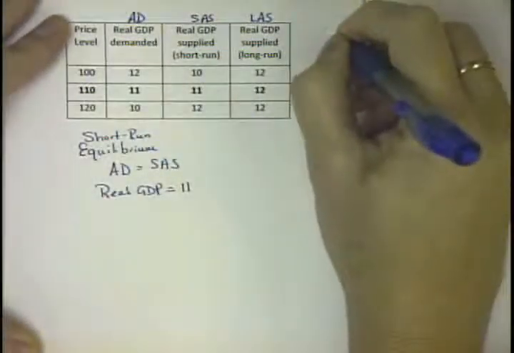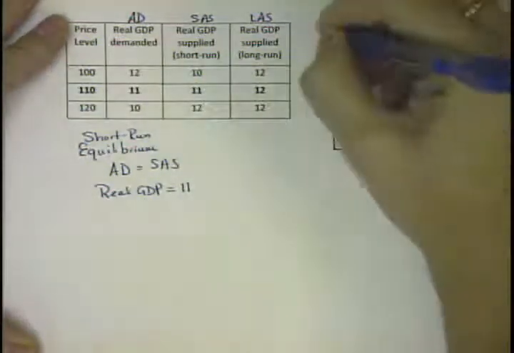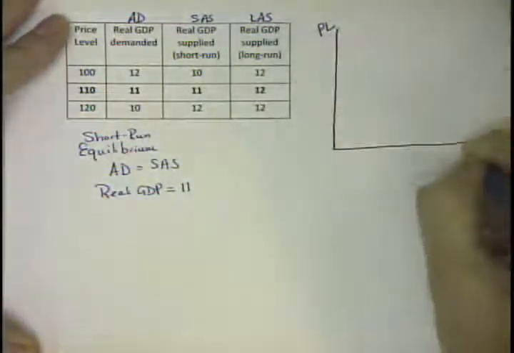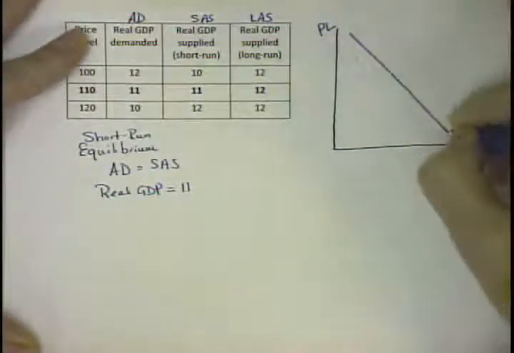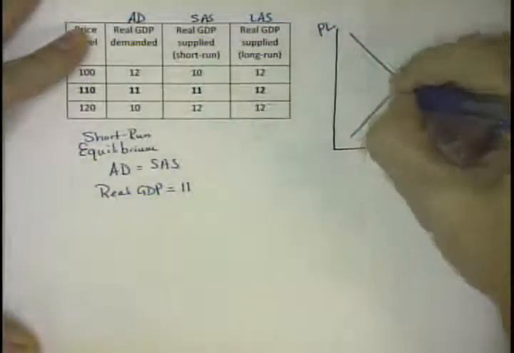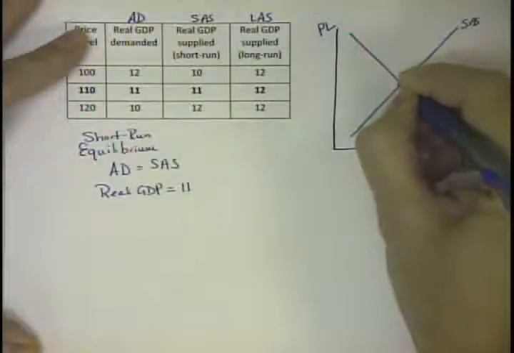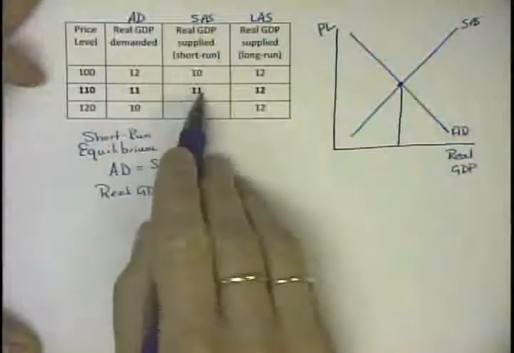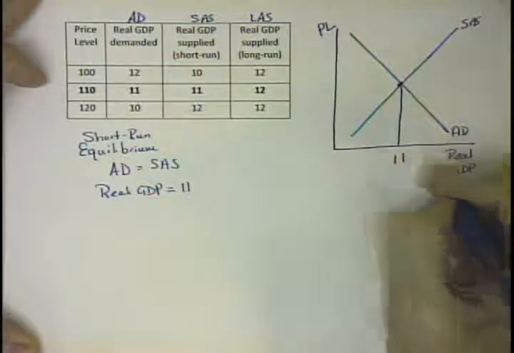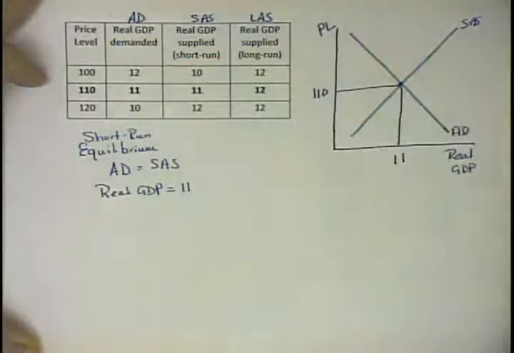So let's go ahead and draw that. Here we're just going to do PL for price level, and here we have real GDP. We have our aggregate demand curve and our short run aggregate supply curve. So our equilibrium real GDP, where this column and this column are equal, is going to be 11. Our price level is going to be 110.